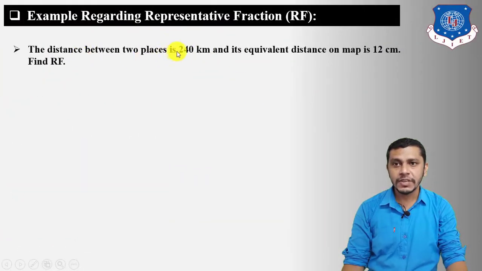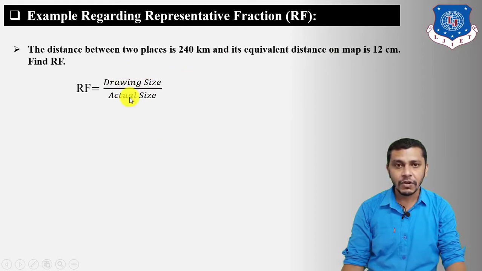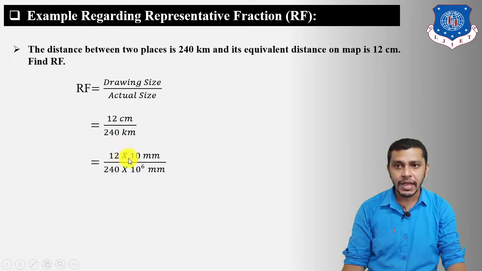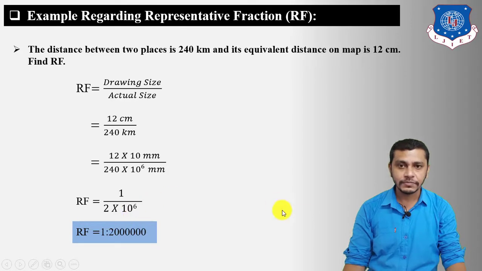Now let us see one more example of representative fraction. The distance between two places is 240 km and its equivalent distance on the map is 12 cm. Then find RF. Now we all know that RF is equal to drawing size upon actual size of the object. Here the drawing size is 12 cm and the actual distance between two places is 240 km. So it is 12 cm divided by 240 km. Now convert both units into mm. So 12 into 10 mm upon 240 into 10 to the power 6 mm. So it will be equal to 1 upon 2 into 10 to the power 6. So RF is equal to 1 is to 20 lakh.